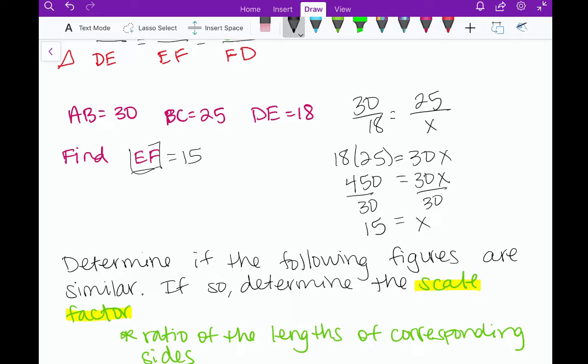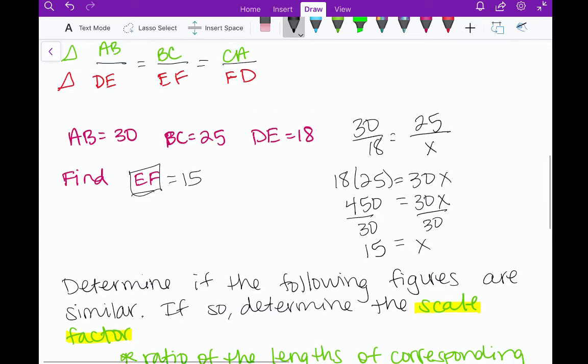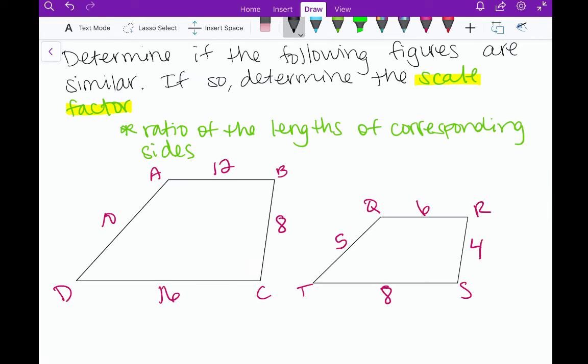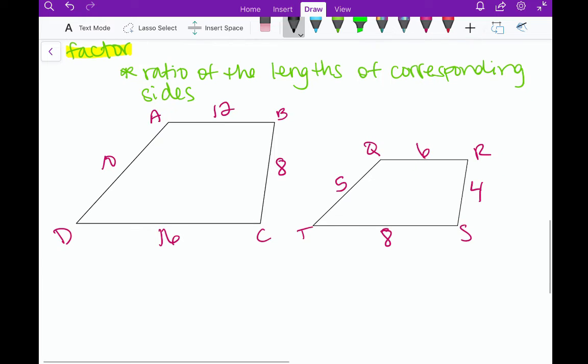Remember that EF means the distance from E to F. You do not have to have a segment there to necessarily find the distance. I know that confuses y'all sometimes. So EF would be 15. Now we need to determine if the following figures are similar, and if so, we're going to determine the scale factor. Scale factor is the ratio of the lengths of corresponding sides. So if figures are similar, then what do we know? We have congruent angles and we have proportional corresponding sides. So we don't have any angle measures here. So we need to check the ratio of the lengths of the sides.